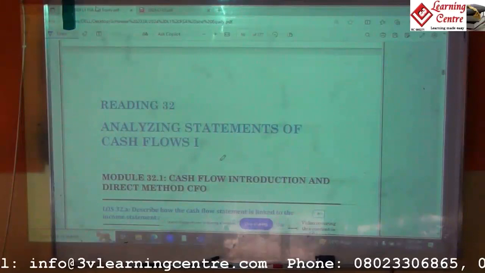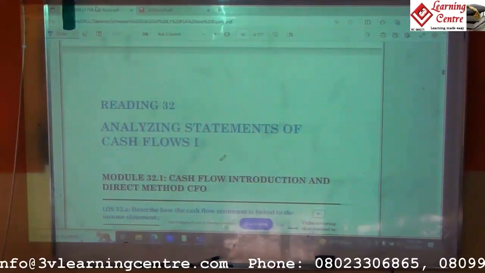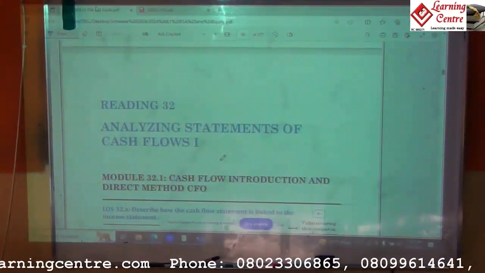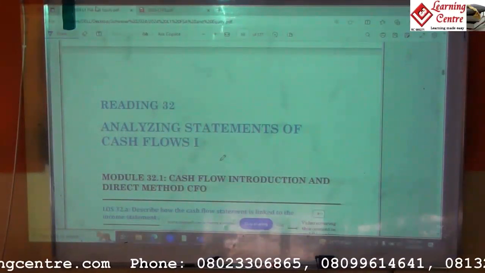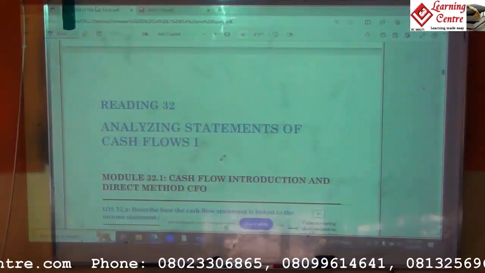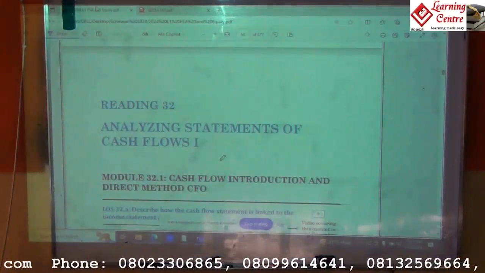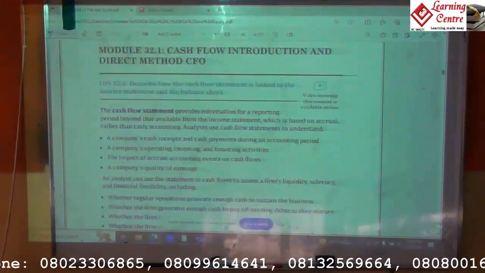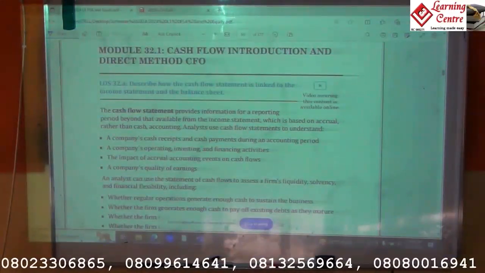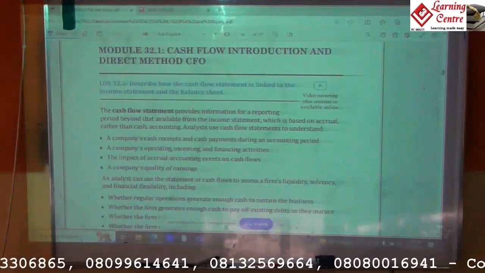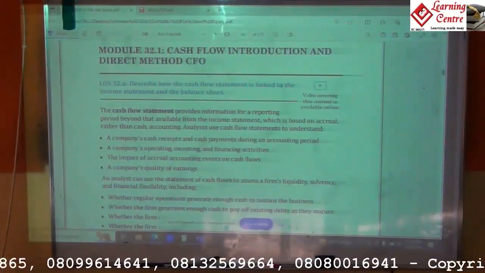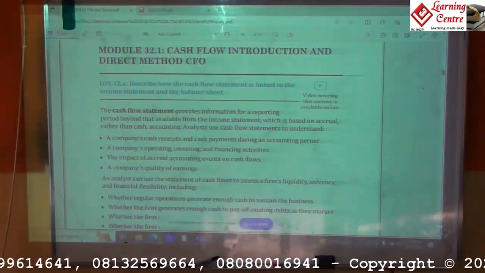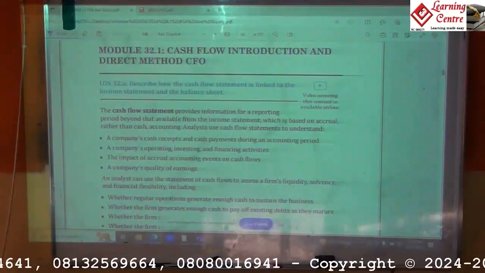Cash items. So there are basically two ways in which you can prepare your cash flow. It's either you use the direct or indirect method. So direct method is the best, but most companies use the indirect method.